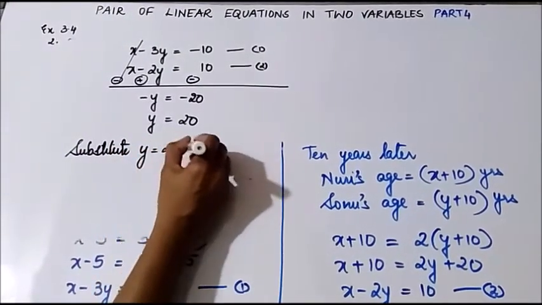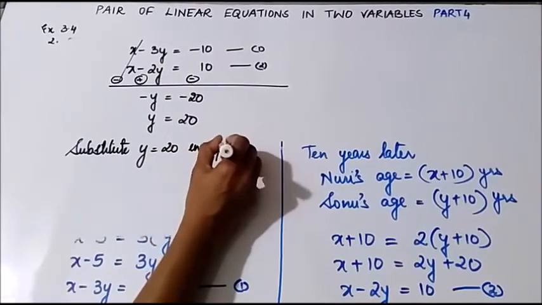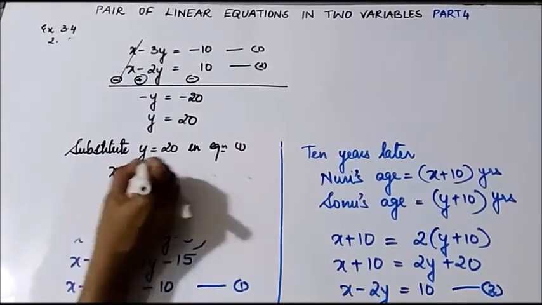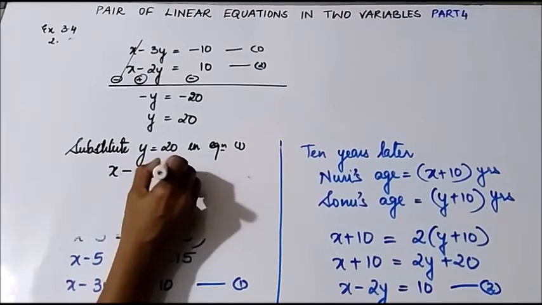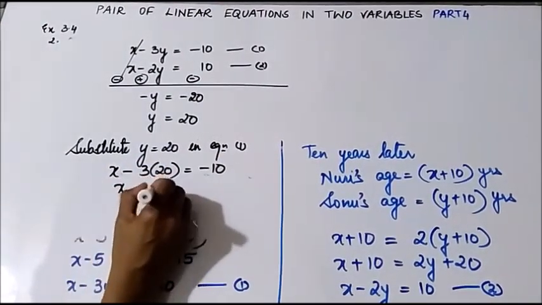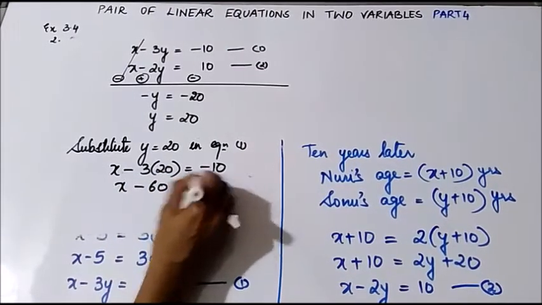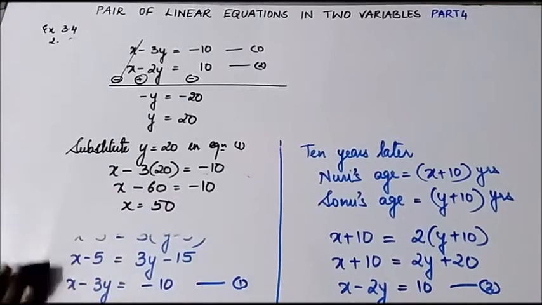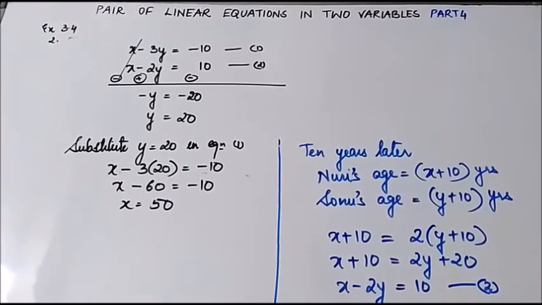Y is equal to 20 in equation 1. Equation 1 is x minus 3y, that is 3 into 20, is equal to minus 10. This gives us x minus 60 is equal to minus 10. Therefore x equal to 50. What's the last statement we will write?